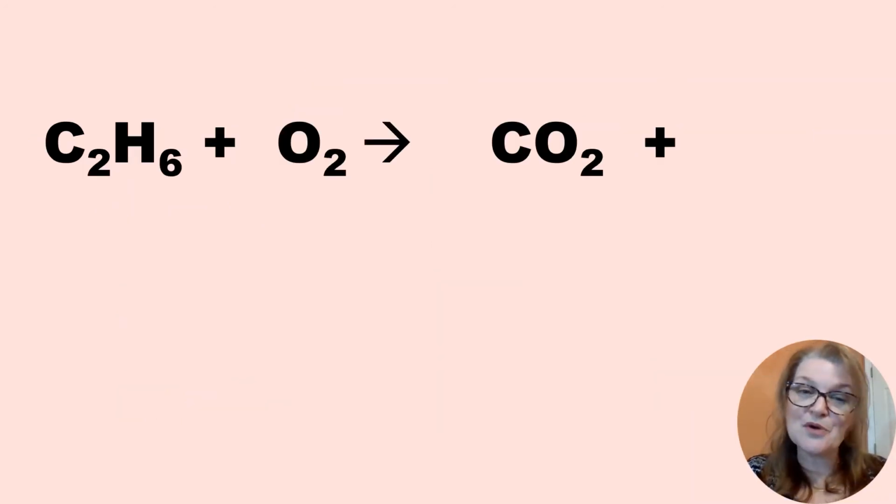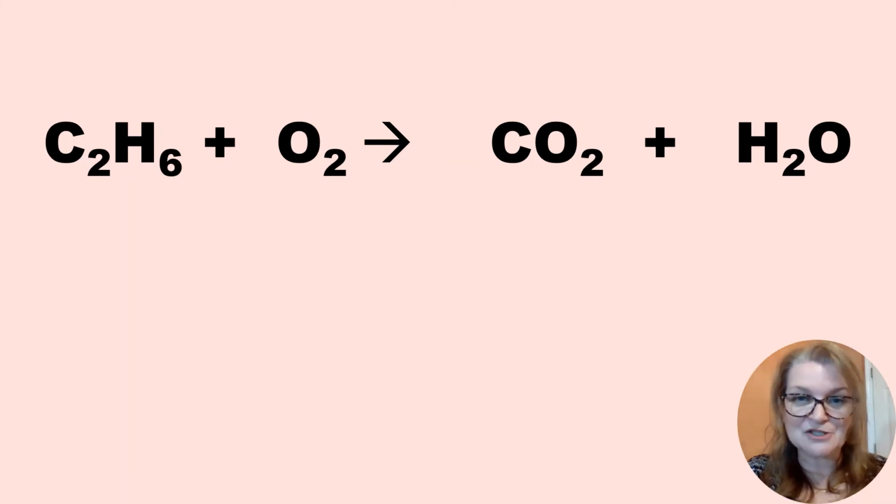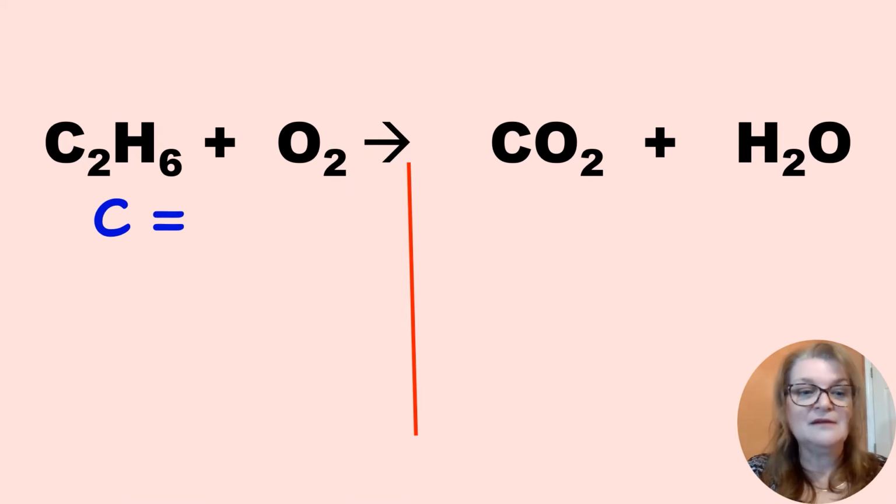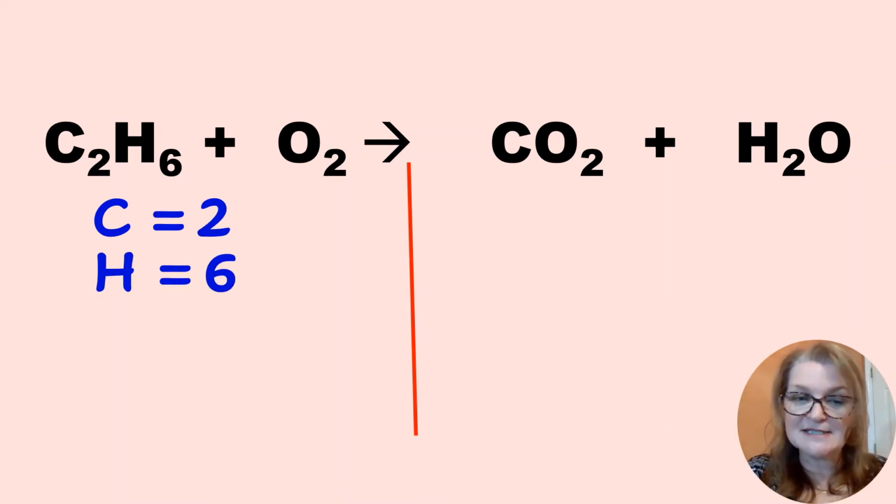Let's try one more problem. This time we'll do a combustion reaction. Same procedure. We're going to make our inventory. So we have 2 carbon on the reactant side, there are 6 hydrogen, and there are 2 oxygen.